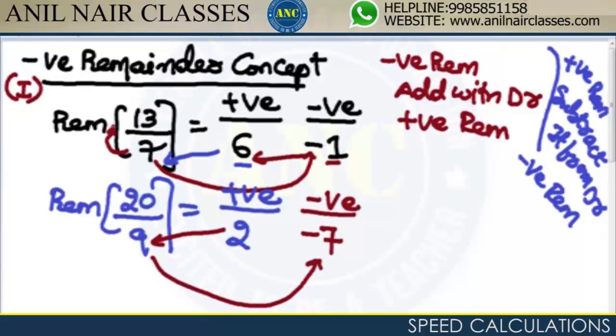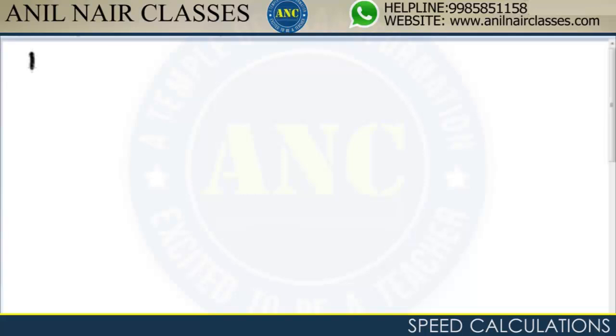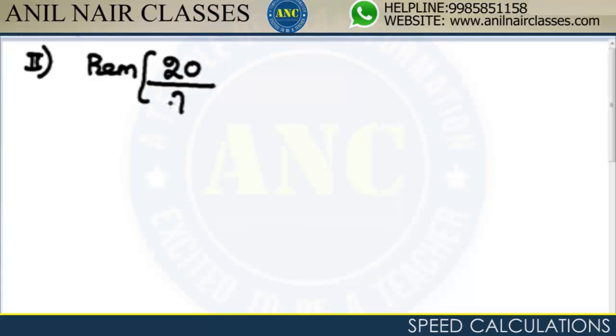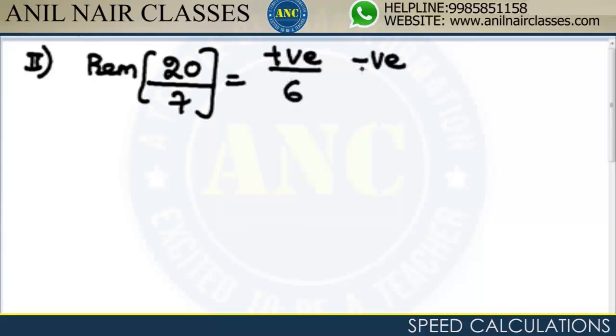Next, concept 2. If you understand these two concepts, we will start with the basics and slowly get into the next level. Second concept, now listen carefully. Suppose I take 20, a number, and divide it by 7. 7 twos are 14, positive remainder is 6. With negative remainder, 7 threes are 21, negative remainder is minus 1.